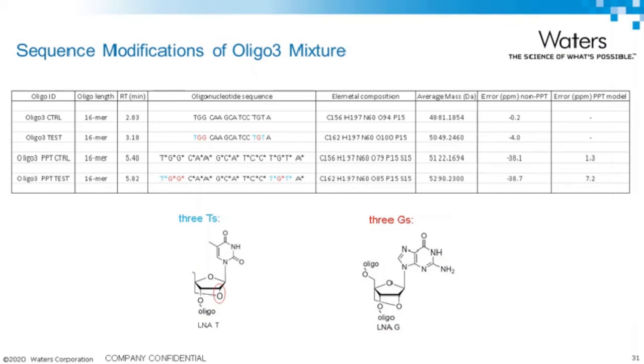In addition to this locked nucleic acid modification, we also have phosphorothioates, and it's a fully phosphorothioated oligo, shown here as oligo 3 PPT phosphorothioate control. And then finally, we have a structure that contains the phosphorothioate and the locked nucleic acid configurations. So all these 4 compounds were mixed and separated, and the results are going to be shown on the next slide.